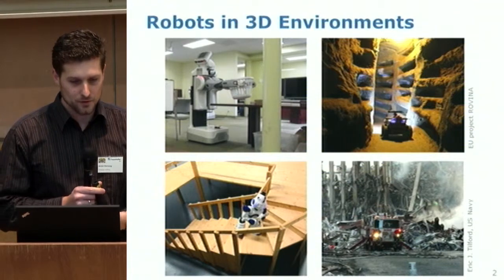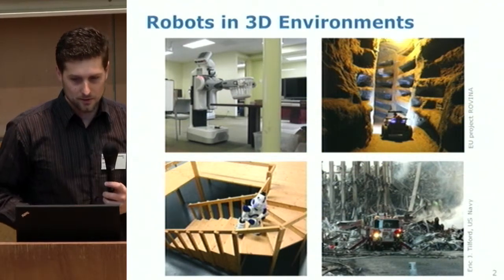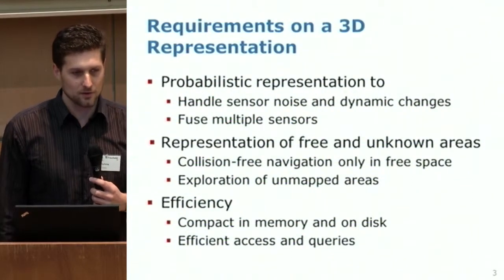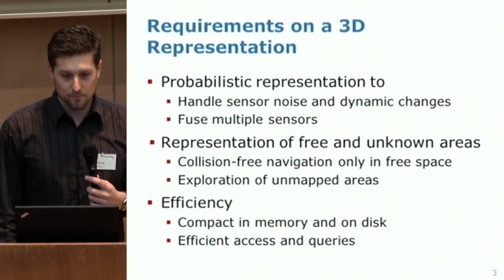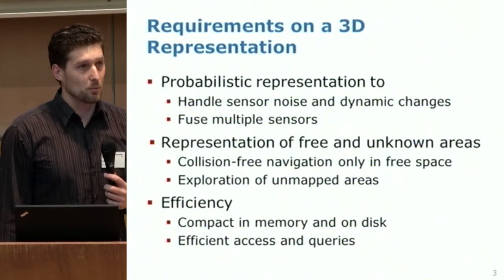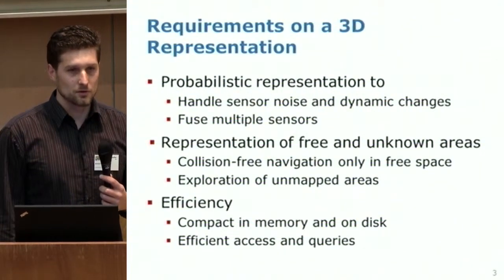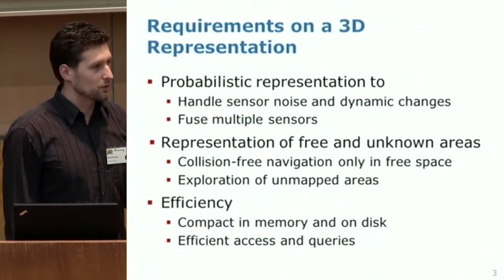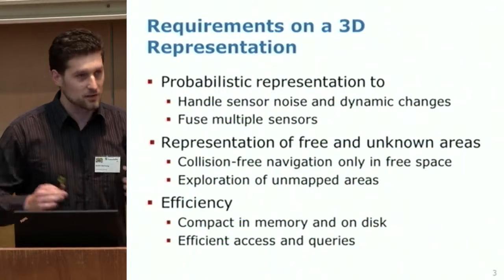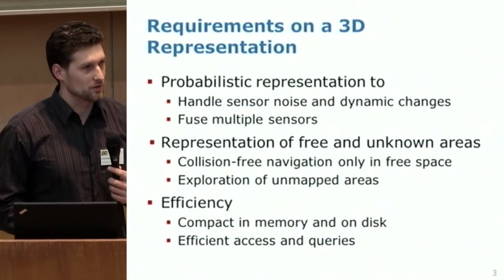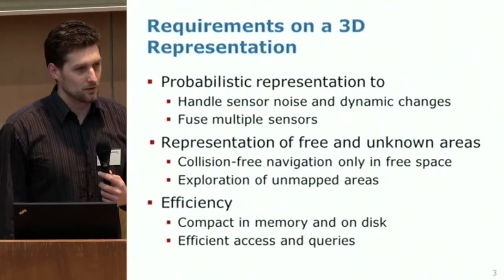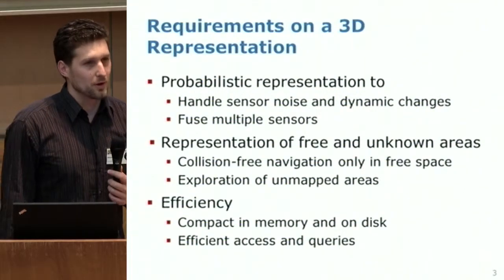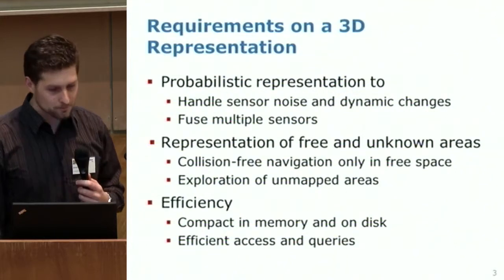If we think of a 3D environment representation, then what are typical requirements that we have in mind? First of all, we want a probabilistic representation, which we also know from 2D occupancy mapping. So we want to handle sensor noise, we want to handle dynamic changes in the environment, so we can react to these changes with our planning algorithm or our collision avoidance. And also, we may want to fuse multiple sensors in this map.